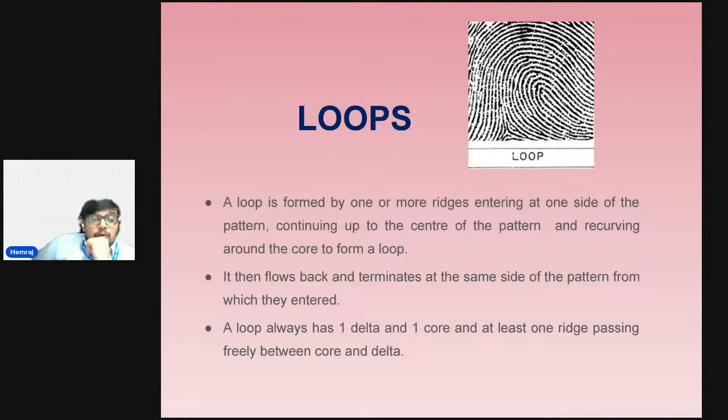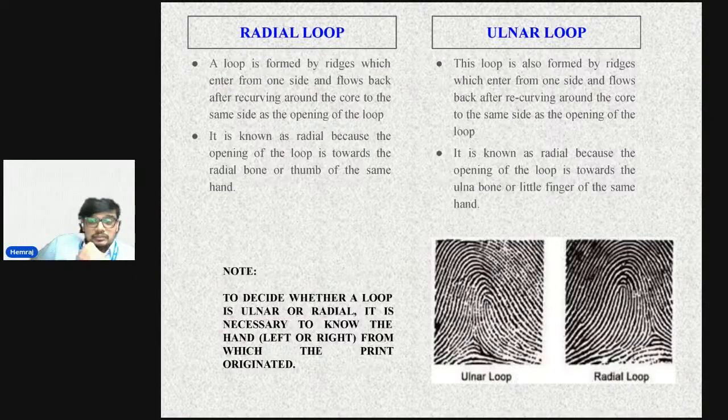Then if we talk about loop, here, this is a loop pattern. Now see, this pattern will be very much different from the one that we have seen previously. In this, the ridge is entering from one side and then making a curve around the center point. This is the center point. Then the ridge is entering from the left side, let's suppose, then making a curve around the center point and it is exiting from the same side, right?